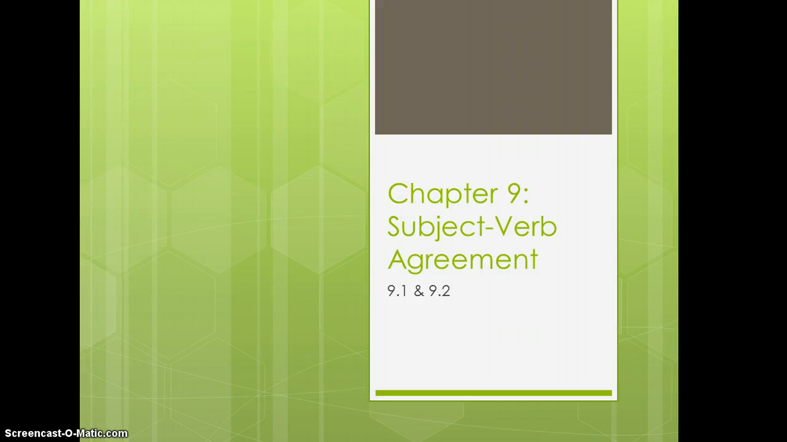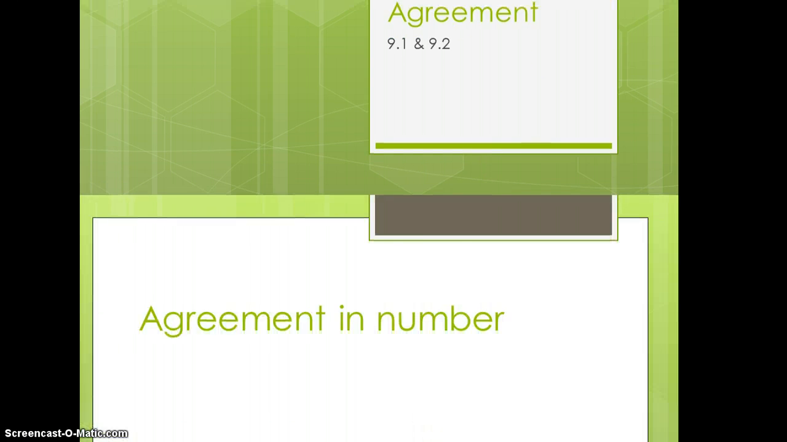We are doing chapter 9. It's subject-verb agreement. We have two lessons, chapter 9.1 and 9.2. It's actually a pretty short chapter, so we're going to get through this pretty quickly.